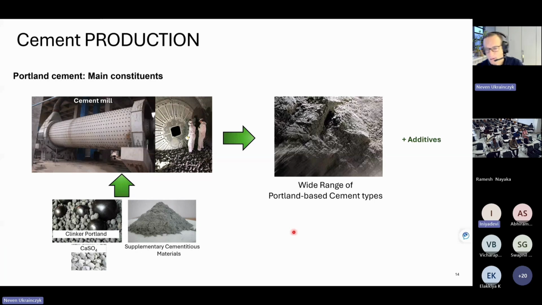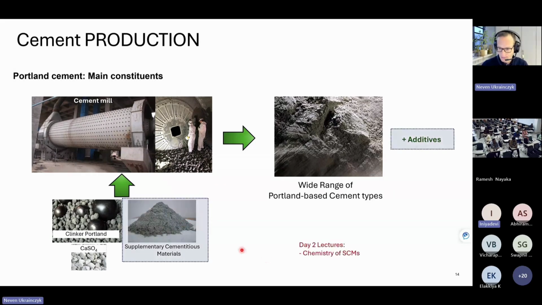So after clinkering, we need to grind it. Of course, the grinding is also very important. The finer the cement particles are, the more reactive they are. And then after grinding the clinker, we also add the gypsum during the grinding, because we need to regulate the setting time, and the supplementary cementitious materials are ground together. And about the SCMs I will talk tomorrow.